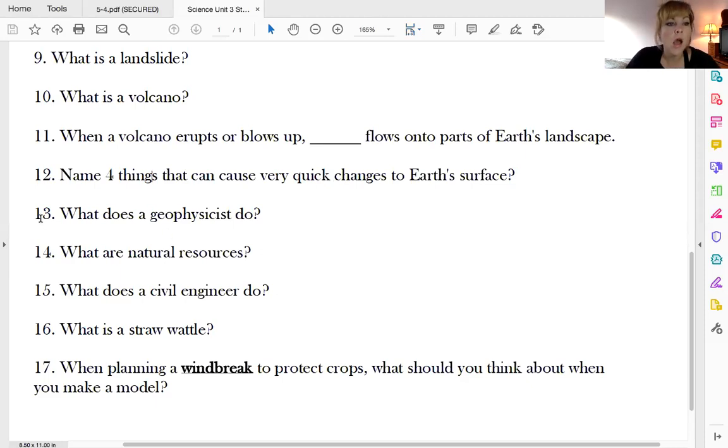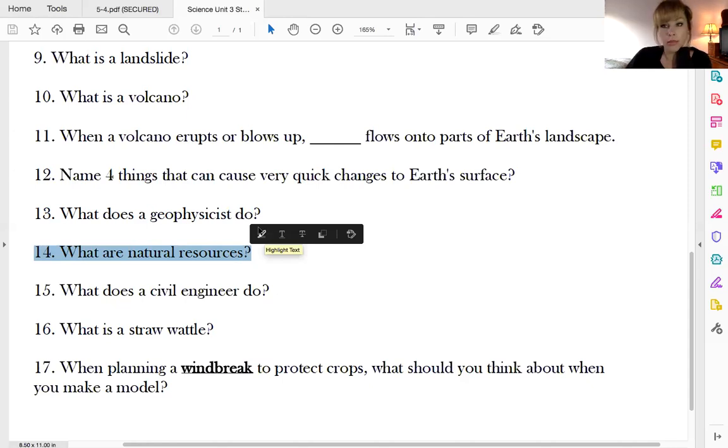Number 13. Number 13, what does a geophysicist do? Okay, that's a long, fun word to say. Geophysicist do. So I might go to, if I go to my index, it tells me I can learn about a geophysicist on page 46. So I would go to page 46 and it would tell me that a geophysicist studies changes to the Earth's surface. So they're in charge of looking at how Earth changes and the surface part of Earth changes. Okay. What are natural resources?